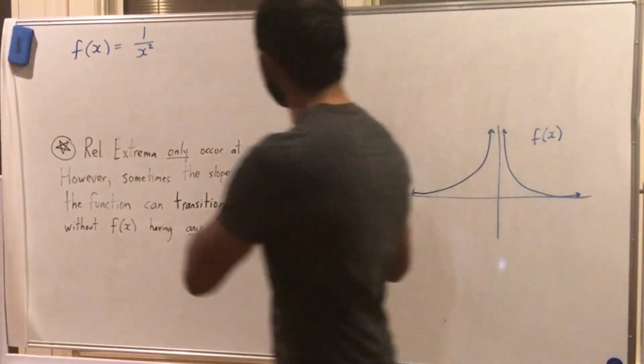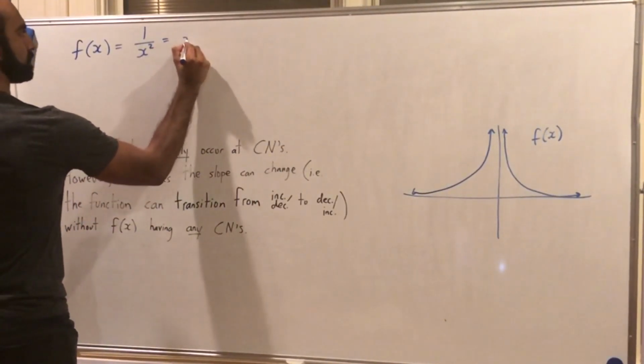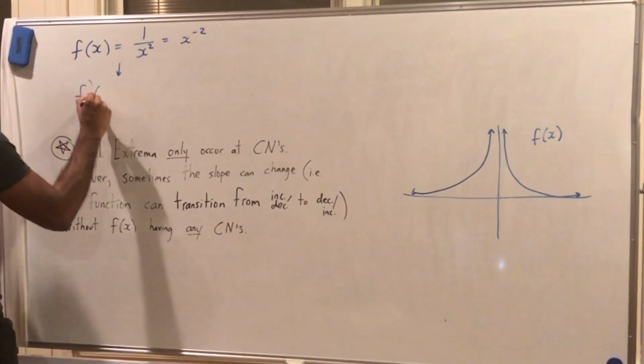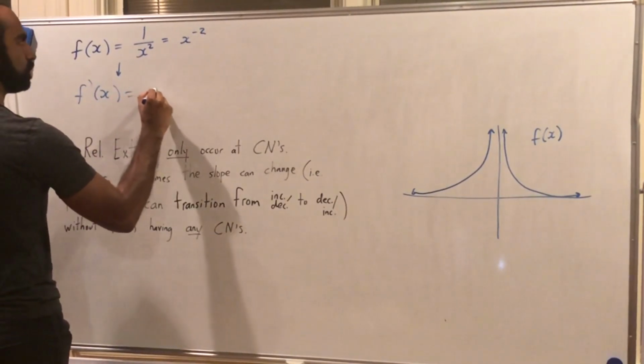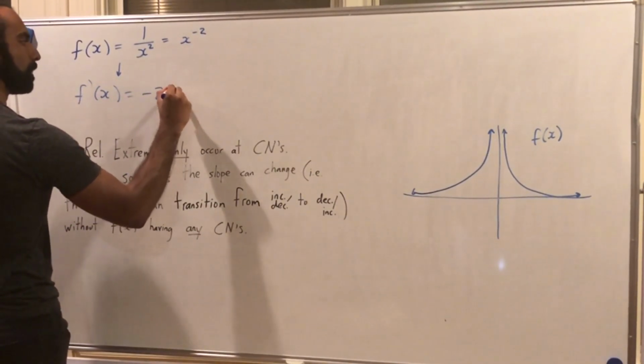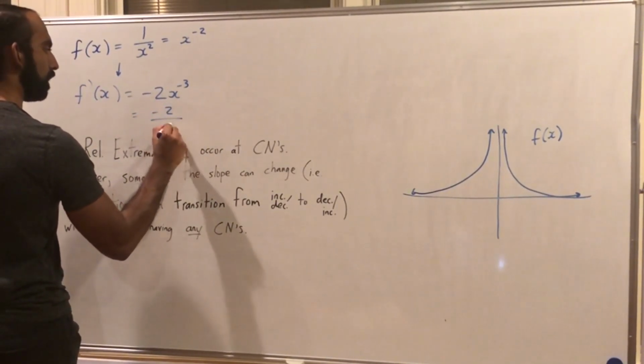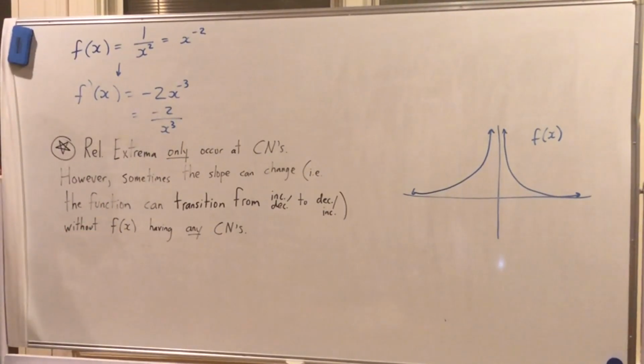Now, I'll get back to that in a second. This thing I can write as x to the negative 2, which would imply that this first derivative is negative 2 times what? X to the negative third, which of course is negative 2 all over x cubed. Is this thing ever equal to 0? No. Is it ever undefined? Yeah. It's undefined where? At 0. But is 0 a critical number of this function? No, it's an asymptote. If you plug 0 back into the original, it's not defined, so it can't be a critical number.